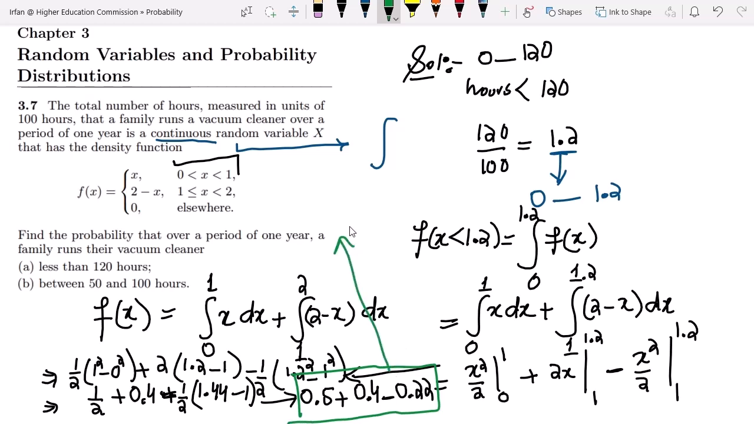Let me calculate them here, and what I will get is 0.68. Okay, so that is the answer of part A, in which we have found the probability that the vacuum cleaner runs less than 120 hours. Now let me proceed to part B.